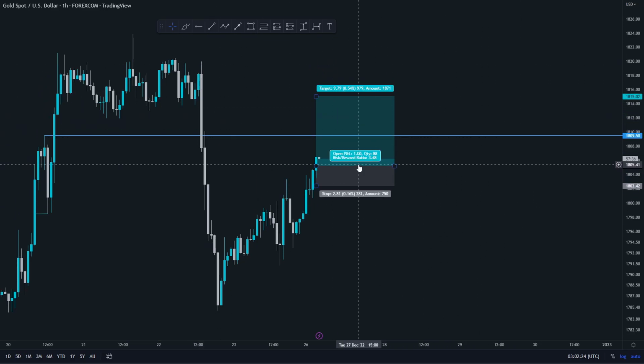So these are my levels. So you can see I've got a 3.5 risk reward ratio, or 3.48 give or take, and my stop loss is 28 pips, and my take profit is 980 pips.